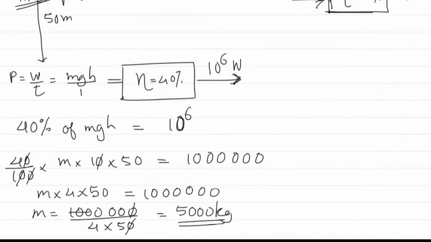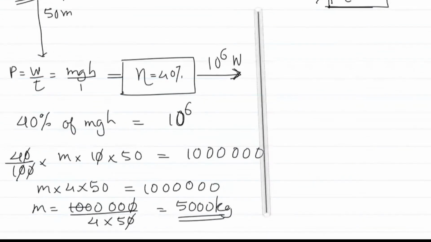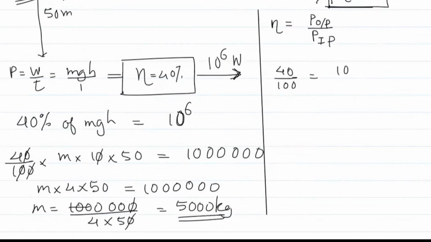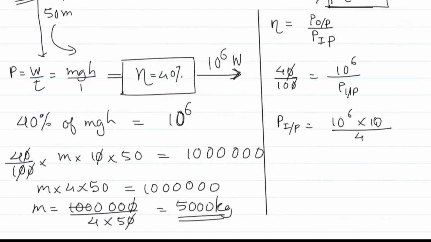Now I'm going to do it in a different way. We know the formula we have studied in the previous exercise also, that efficiency is power output upon power input. Now over here we know that efficiency is 40% and the power output is 10 to the power 6. So what is the power input? So 10 to the power 6 into 10 upon 4. And I just said that the power input is because of the falling of water. That is m into g into h upon 1, because this is per second.